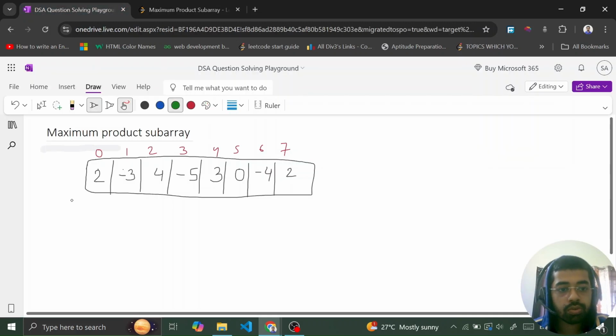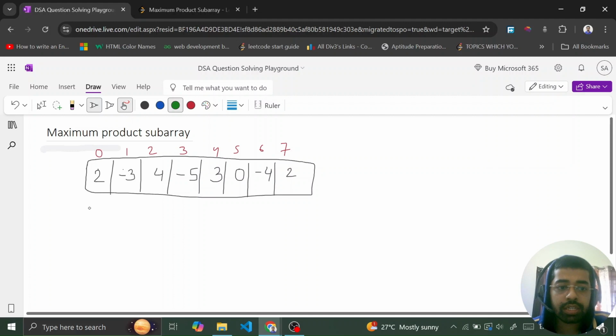So we have this array here. I have also indexed this out, and here we have to find the maximum product. I just want you to understand one thing: whenever we have an even number of negative numbers, that will come to a positive number, and that will actually increase our product, right?